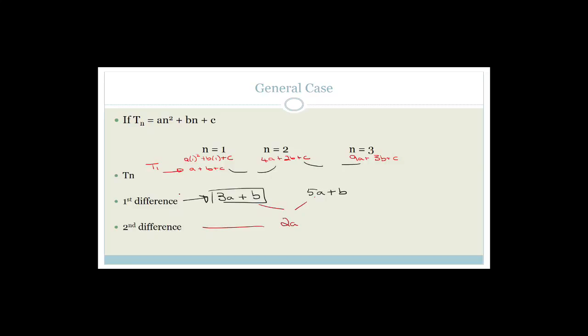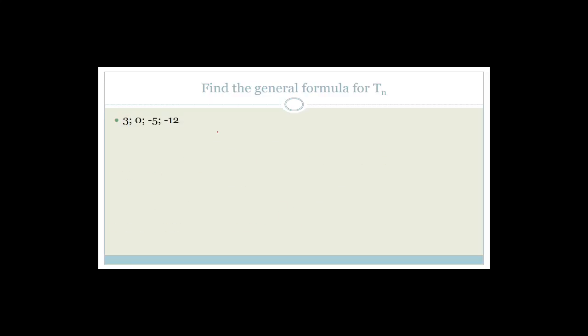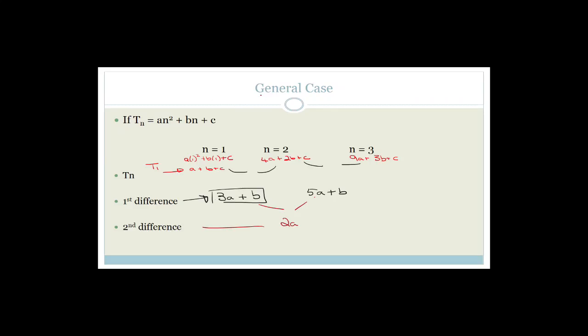Okay, so let's use that in our next question. So it says find the general formula for Tn. So we know that Tn is equal to an squared plus bn plus c. We know that term 1 is equal to a plus b plus c. We know that the first difference is 3a plus b. And we know the second difference is going to be 2a. Let's just check that. We've got a plus b plus c, we've got 4a plus 2b plus c, 9a plus 3b plus c, subtract them, you get 5a plus b, and then 3a plus b. So you get 3a plus b is your first difference and 2a is your second difference.